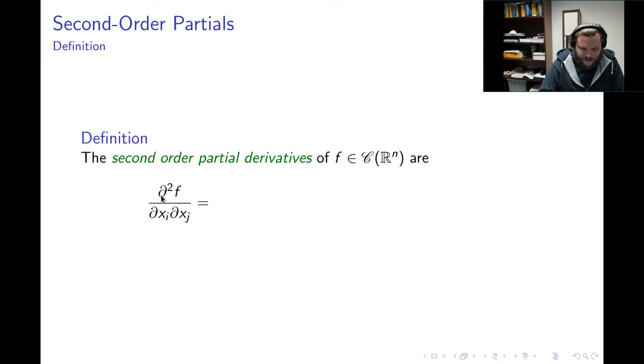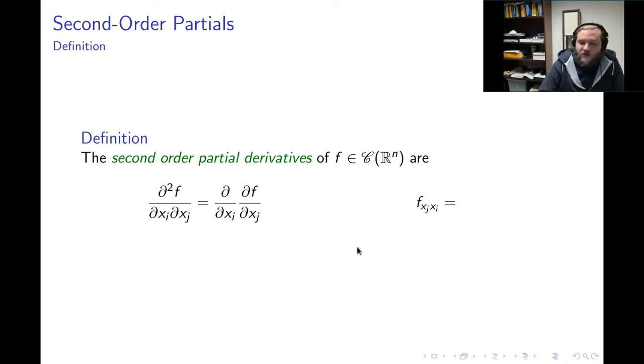One way we can do it is with this fraction notation. We write curly d squared f over curly d xi curly d xj. And what this means is that we will take the partial derivative with respect to the ith variable after taking the partial derivative of f with respect to the jth variable. So in the denominator here, we're working our way from right to left.